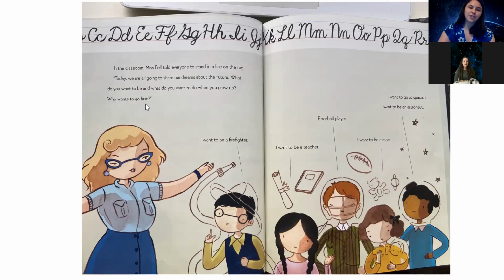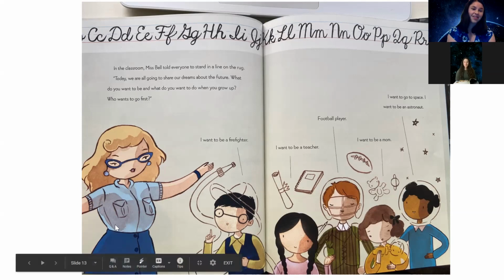I have a question for our students. What do you want to be when you grow up? Tell us, what do you want to be when you grow up? Those are some awesome ideas. That's great. Let's find out what these kids want to be when they grow up.